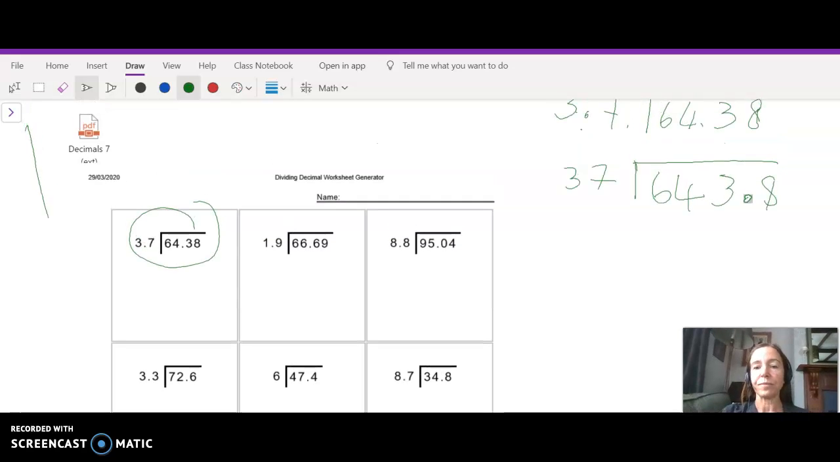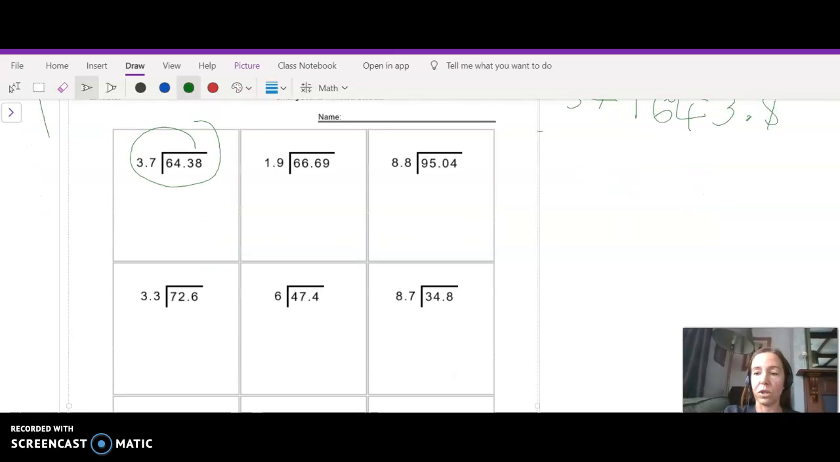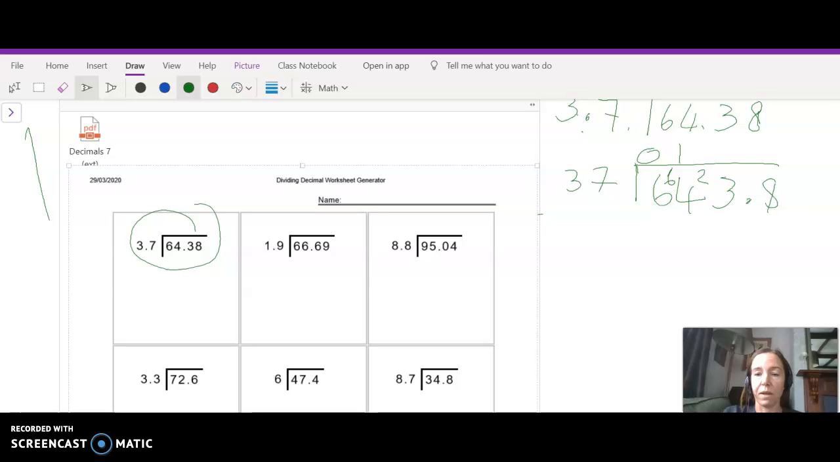So, 6 divided by 37 I cannot do, so I'm going to carry my 6. 64 divided by 37. Well, that's actually only going to go once, because 37 plus 37 is going to be 74. So, what I'm going to do now is write down my remainder. It's going to be 20 something. So I'm going to do some little sums here.